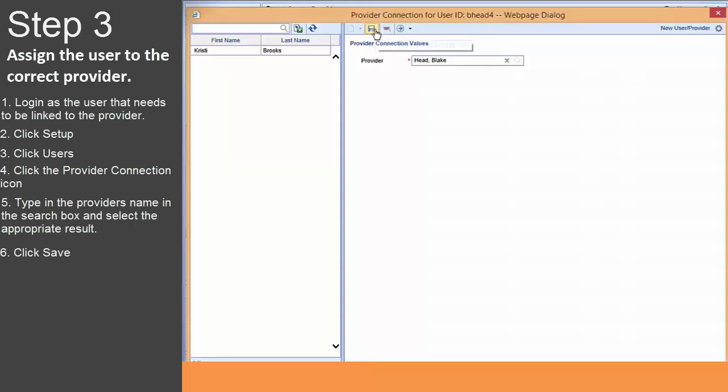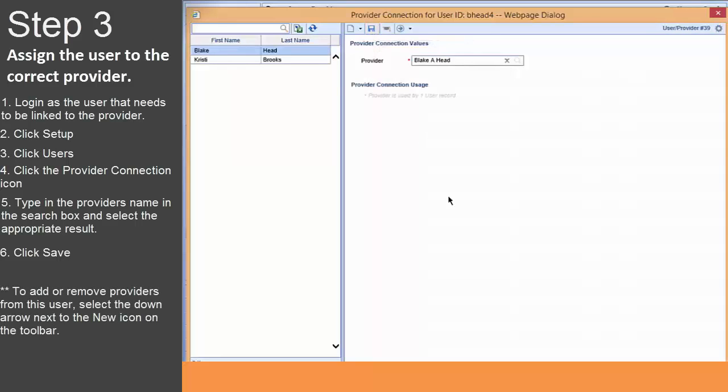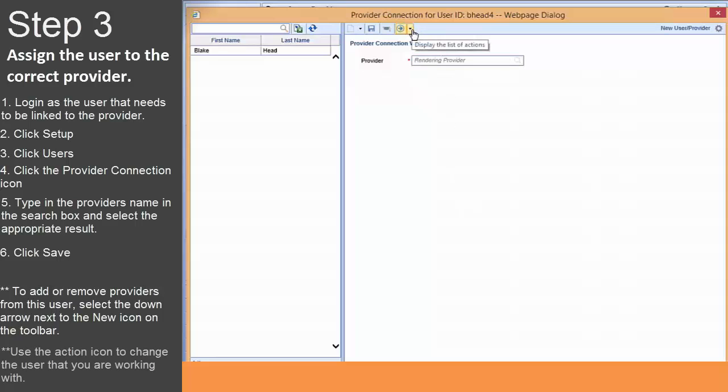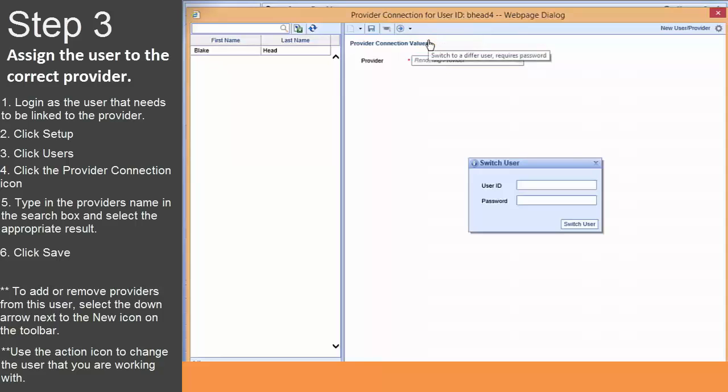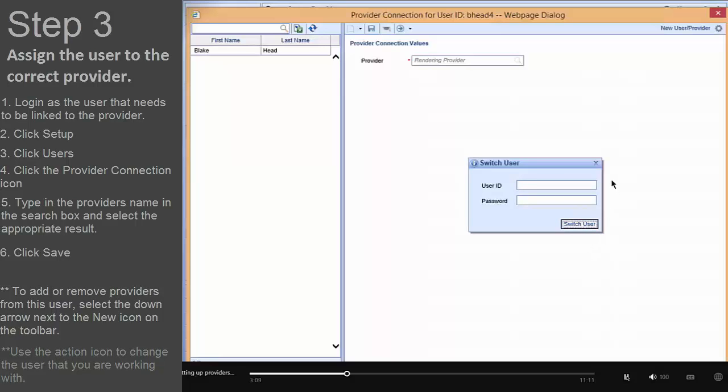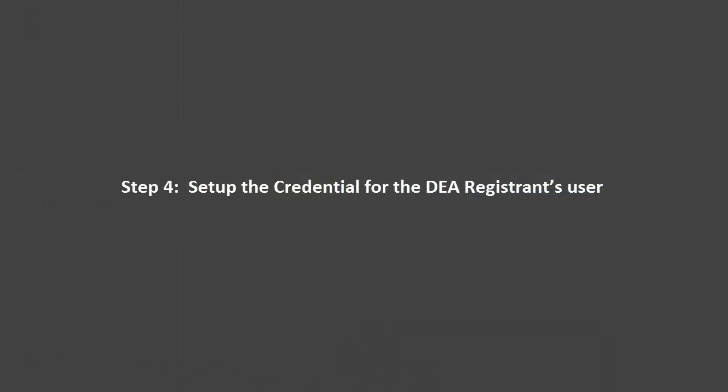To add a new provider for this user or to remove a provider from a user, click the down arrow next to the New icon on the toolbar and choose the appropriate option. This screen is set up so that you are linking the logged in user to the appropriate provider. If needed, you can change the user that you are working with by selecting the action icon on the toolbar and choosing Switch User. You'll be required to enter the user ID and password for that person that you would like to modify. When you're done linking the users to the providers, close this window and proceed to the next step.